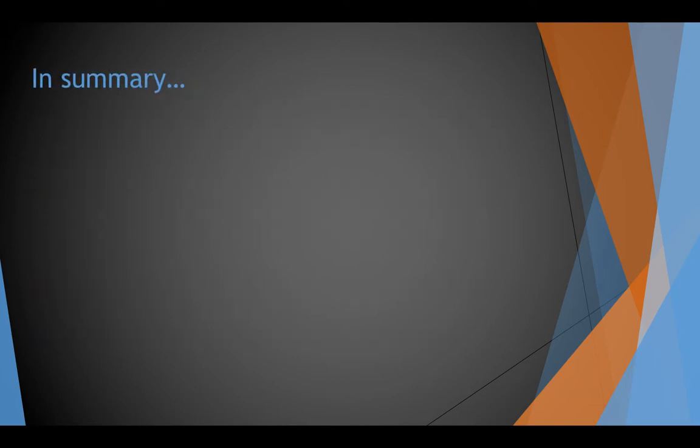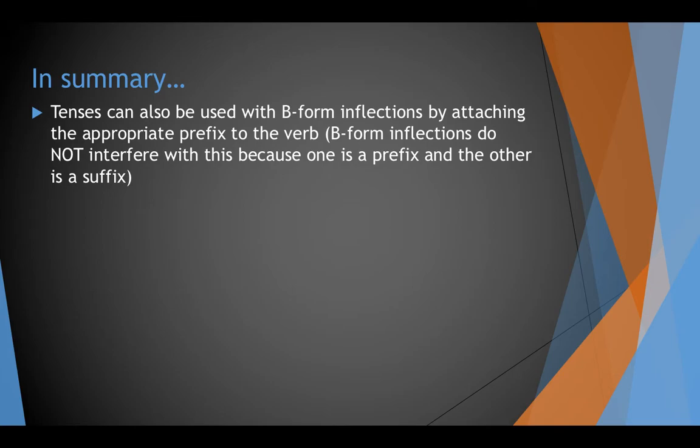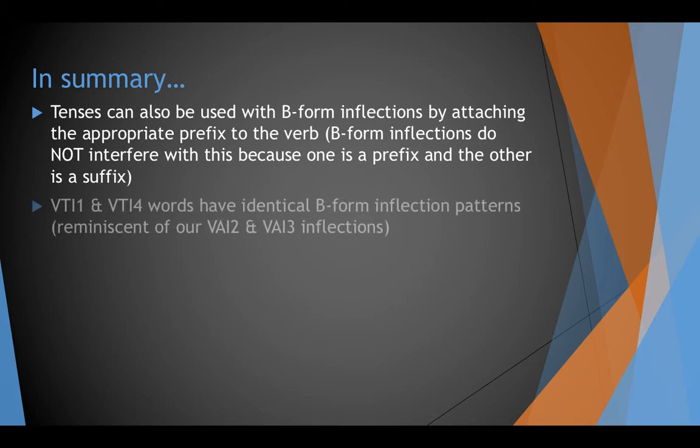In summary again, tenses can also be used with B-form inflections by attaching the appropriate prefix to the verb. B-form inflections do not interfere with this because one is a prefix and the other is a suffix. VTI 1 and 4 words have identical B-form inflection patterns, and they are reminiscent of our VAI 2 and VAI 3 inflections. They would use the sounds like mon and mun in both sets of verbs.